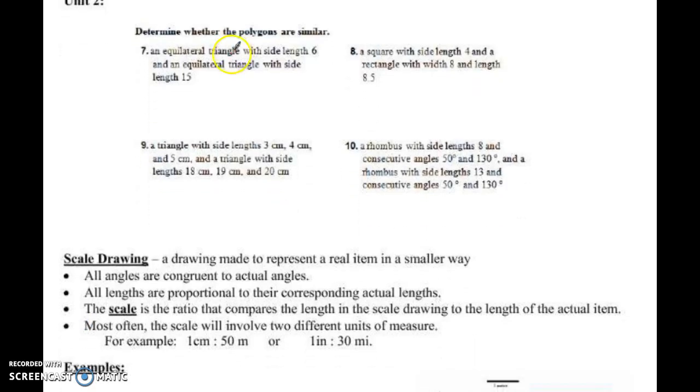Here we have an equilateral triangle. Well, equilateral triangle, all sides are the same. Guess what? All the angles are going to be 60 degrees here. 60, 60, 60. And side length is 6.